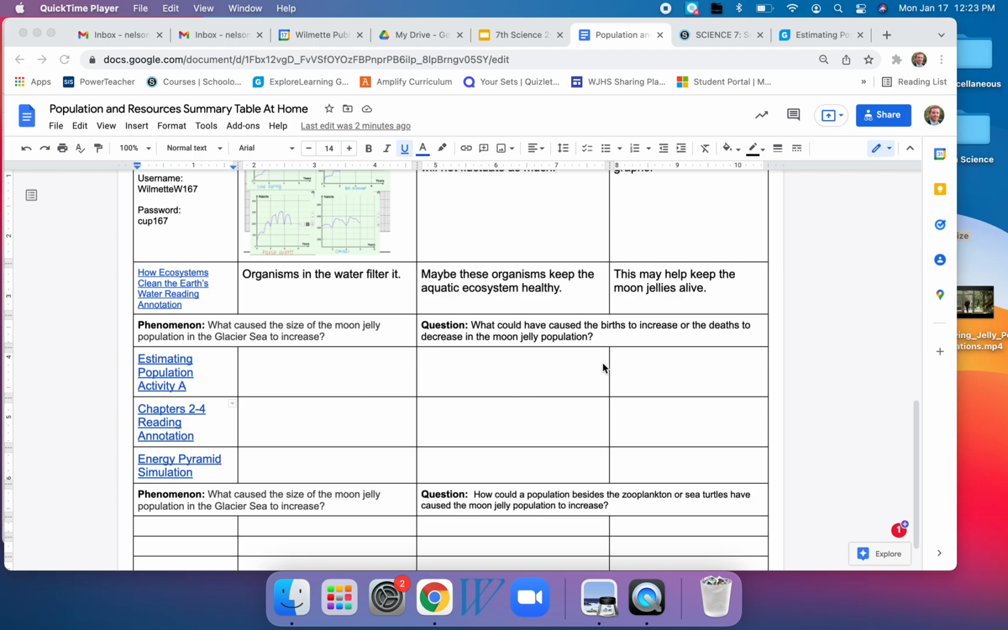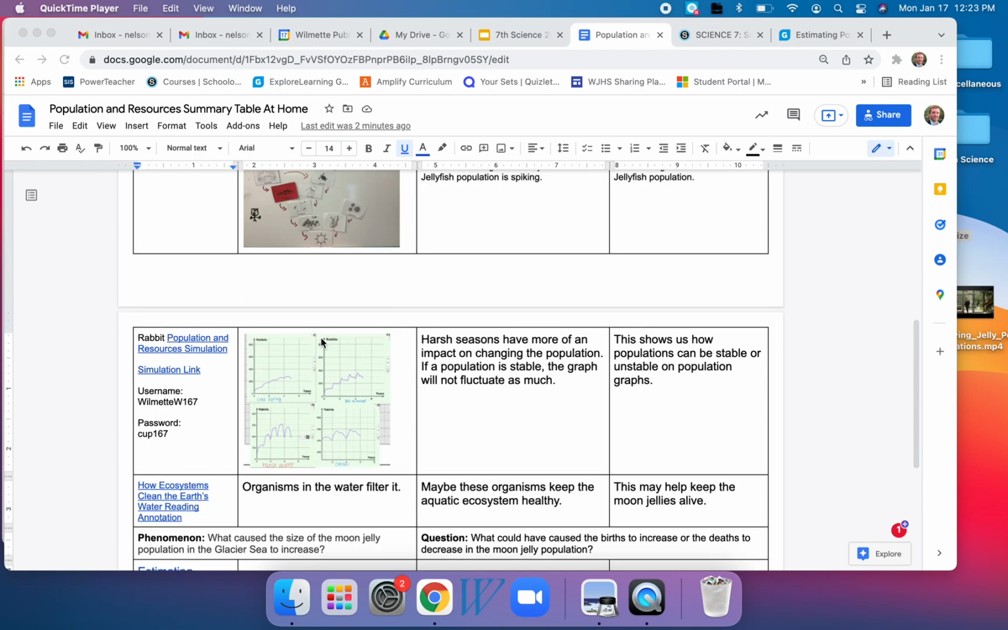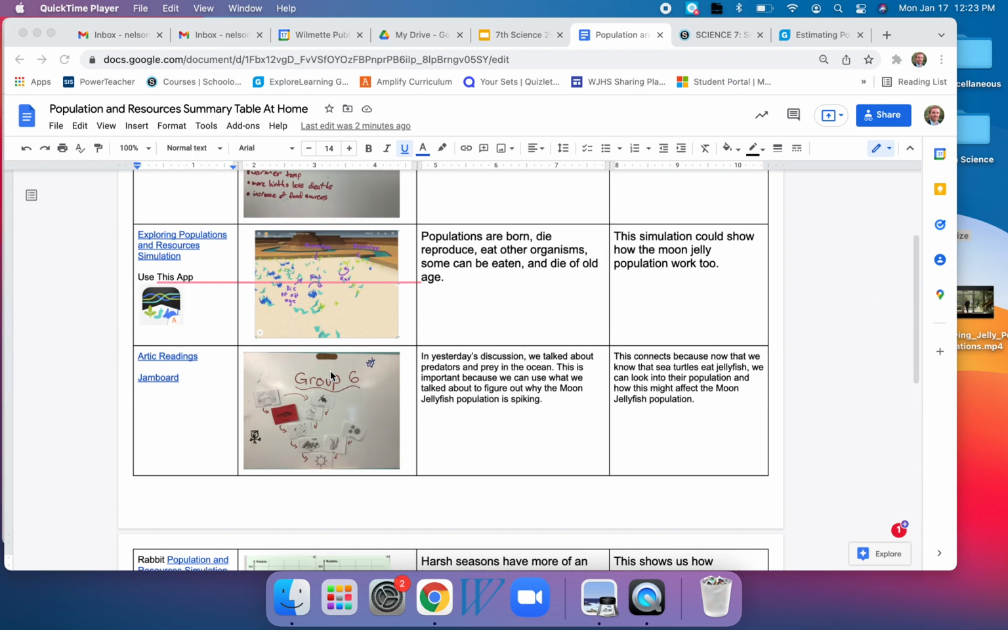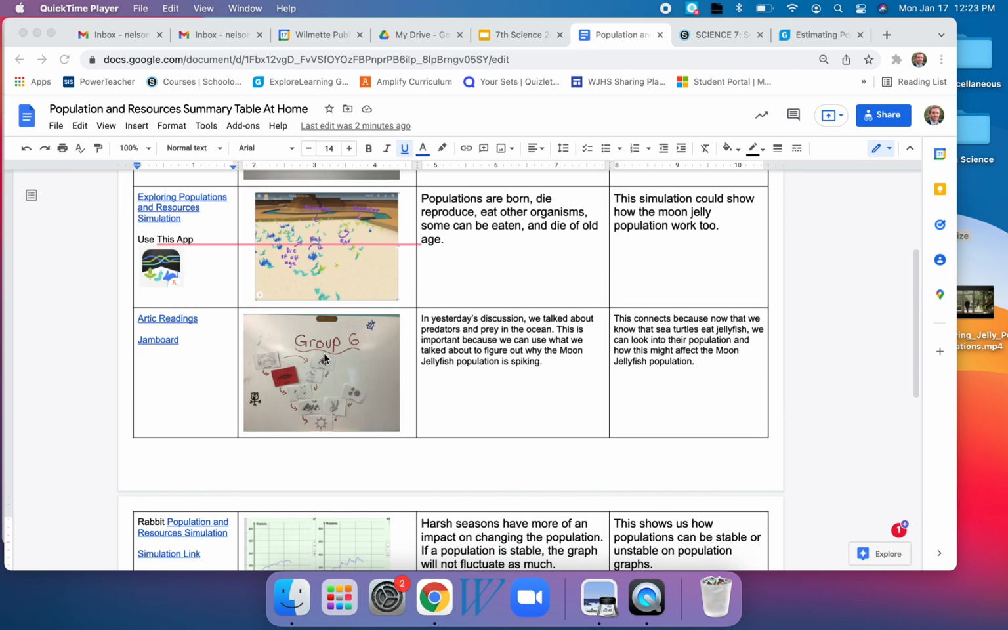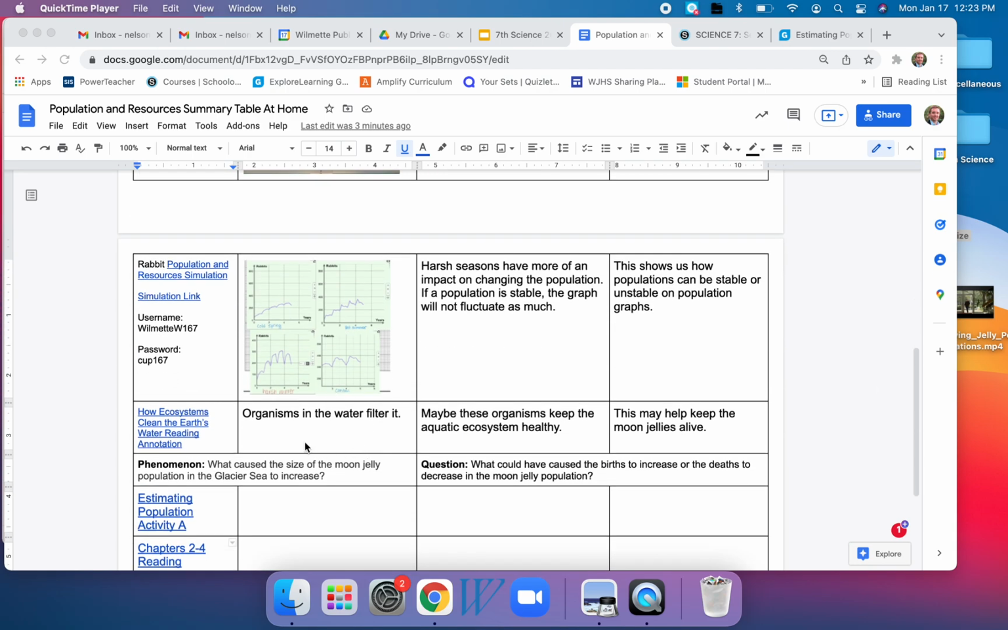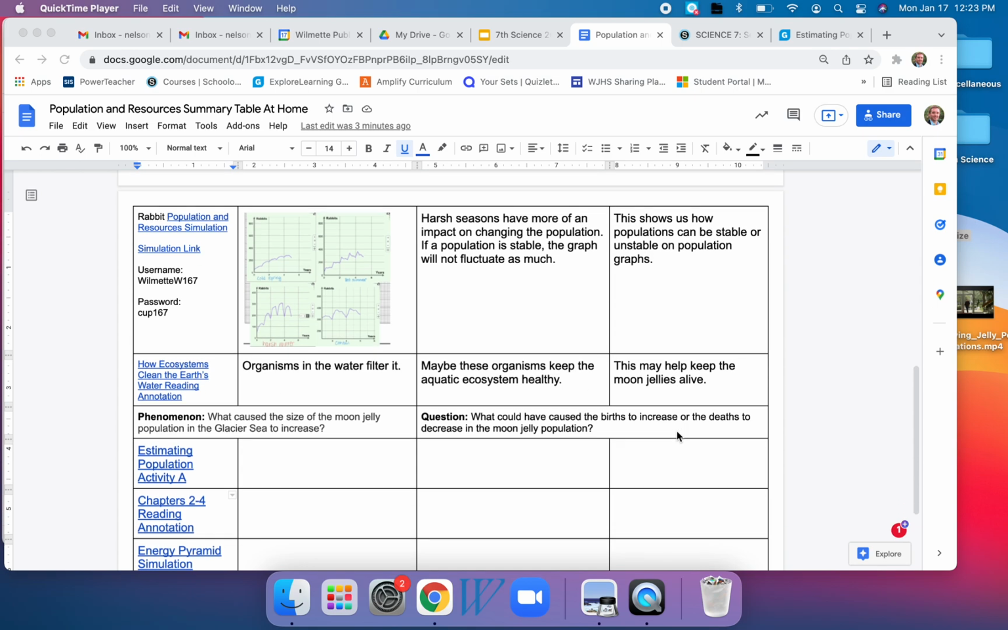I want to quickly lead us off with the video today. As we talked about last week, we looked at how populations affect one another. We also talked about where the moon jellies fit in the Glacier Sea food web and ecosystem, how they interact with different organisms, and then we capped off last week with a reading.